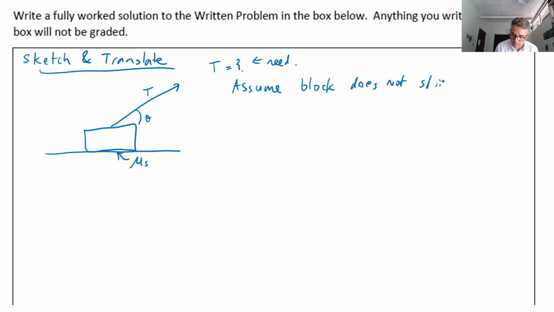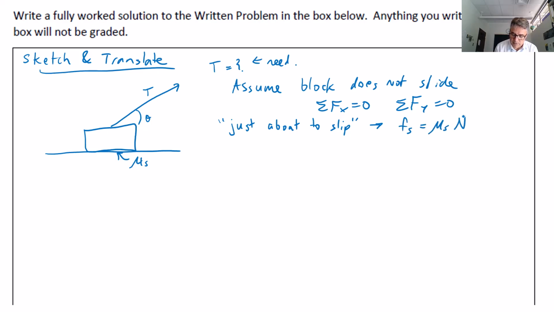So what that's going to mean is that the sum of all the forces in the x direction is equal to 0, and the sum of all the forces in the y direction is equal to 0. It's an equilibrium problem. That's good. We're also going to assume that it's just about to slip. So what that means is that F sub s is equal to mu sub s times the normal force. So we're going to have to find that normal force, find the static friction. And I think that's about it.